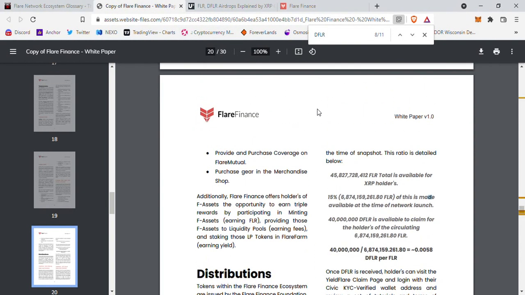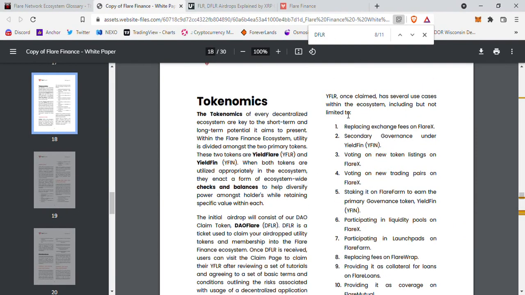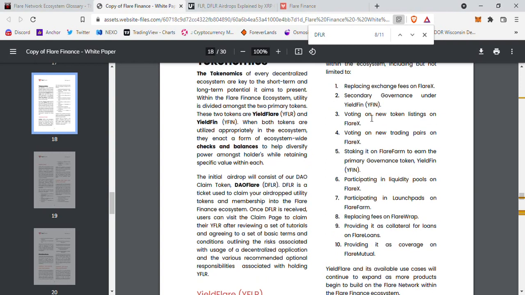Now the thing with YFlare is it has a lot of use cases. Some of those use cases are right here. They're all laid out in this, and this might be something you want to go through on your own time. There's 10 different use cases. Number 1 is going to be replacing exchange fees on FlareX. 2, secondary governance under YFin. Number 3, it's going to allow you to have voting on new token listings on FlareX. 4, voting on new trading pairs on FlareX. 5, staking it on Flare Farm to earn the primary governance token YFin.